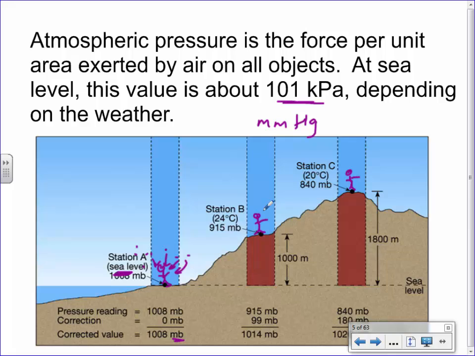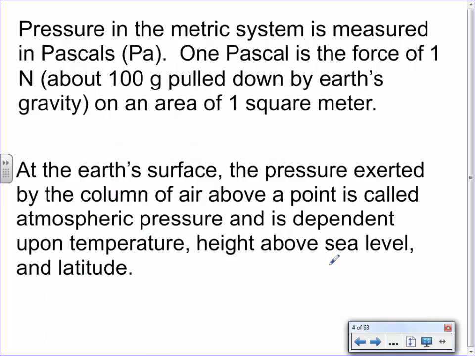It kind of sucks that there's not just one unit. But as pressure was discovered over time, this guy in Italy decided to go with millibars, and this guy over here decided to go with something else. You know what I'm saying? And so we actually have multiple units. All right, let me go back to the slide I skipped here.